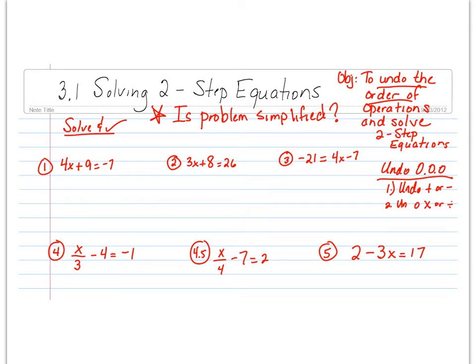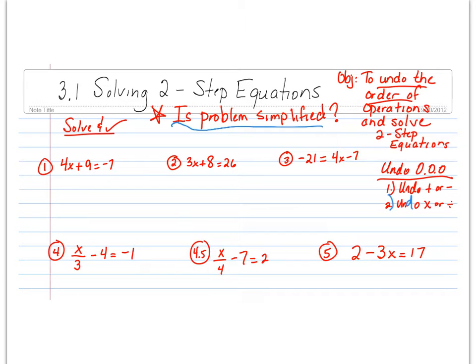When we undo the order of operations, you always want to undo any adding or subtracting first. And then the second thing you want to undo is any multiplying or dividing. Okay? So make sure that it's got to be simplified first, and then you undo any adding or subtracting. Then undo multiplying or dividing.